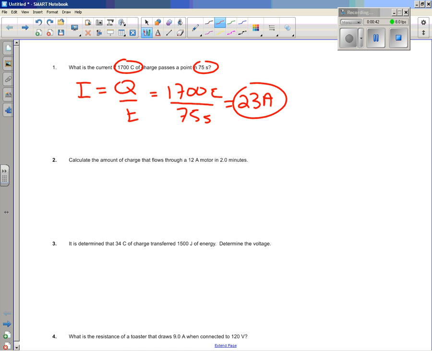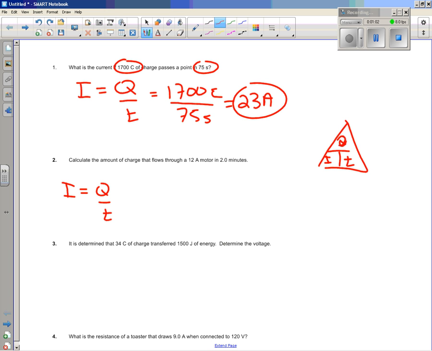Next one, calculate the amount of charge that flows through a 12 amp motor in 2 minutes. Same formula, I equals Q over T, except now we're calculating charge. And I'll just draw this triangle off to the side for those of you that like that. It's I, Q, and T.